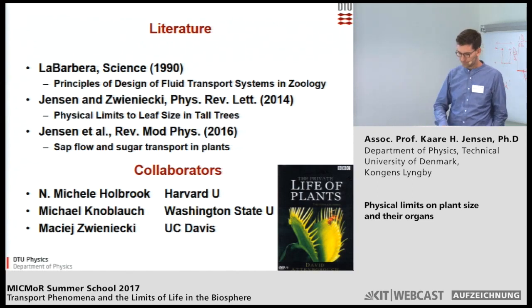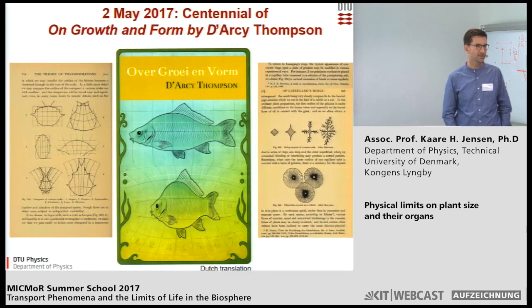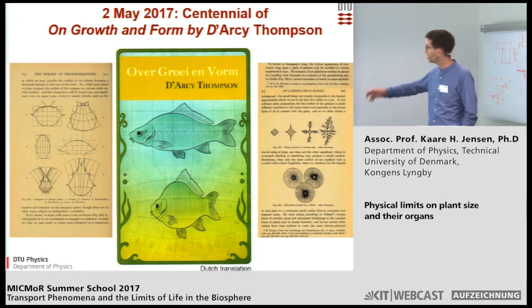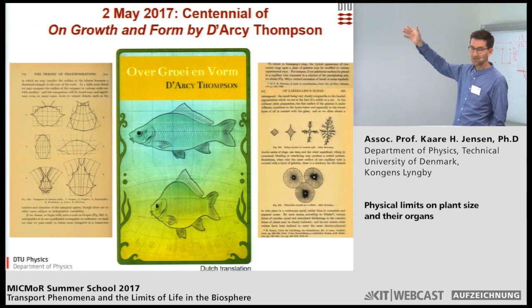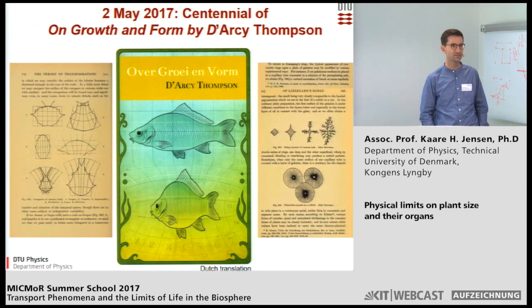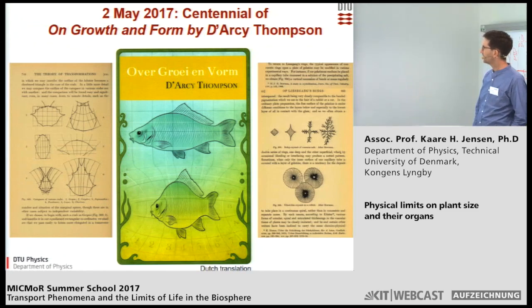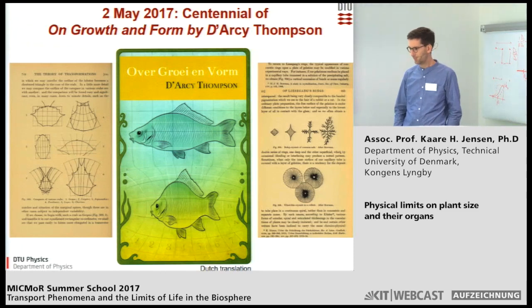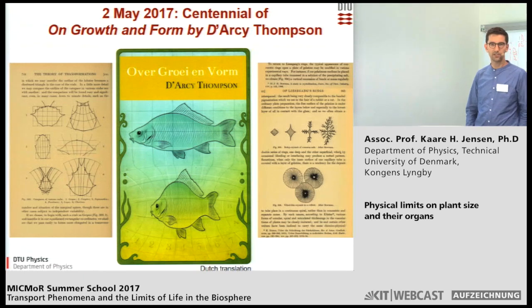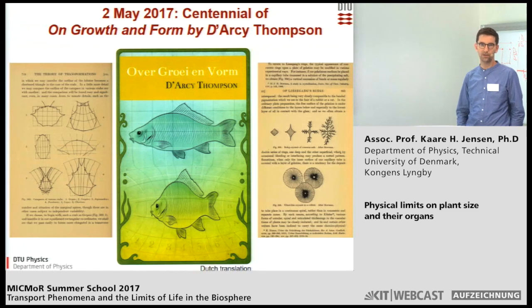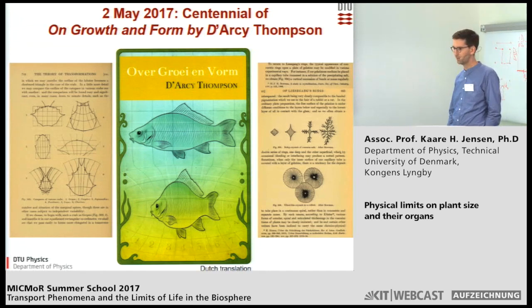Here are some of the papers we're discussing today. Recently we had an important event, the centennial of a book by Thompson. This is a Dutch translation of On Growth and Form. It's a really important book that I highly recommend. It's also very elegantly written. Essentially, he discusses the effects of physics on the shape and size of organisms. And so this whole field is about understanding what constrains biology and what constrains the mechanisms that are possible and not possible in nature.